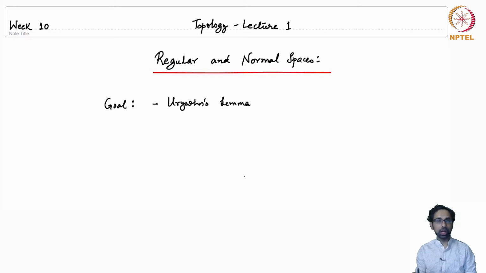It is only called a lemma because Urysohn used it as a preparatory result for a much deeper theorem, the Urysohn symmetrization theorem, which we won't cover in this course, but we will definitely see Urysohn's lemma in this week's lectures. And the second one is called the Tietze extension theorem.